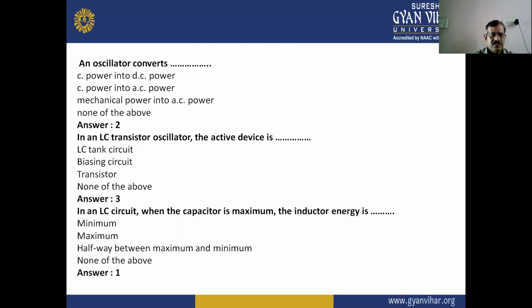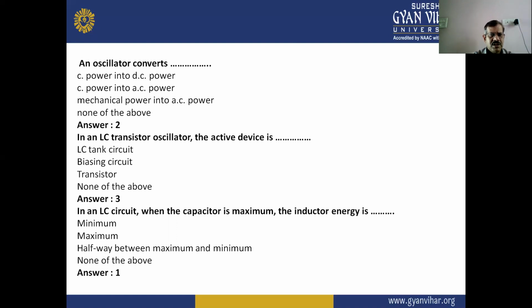Now we have some multiple choice questions, and we will discuss these questions one by one. First question: an oscillator converts option A, AC power into DC power, option B, DC power into AC power, option C, mechanical power into AC power, and D is none of the above. The correct answer is option B, DC power into AC power.